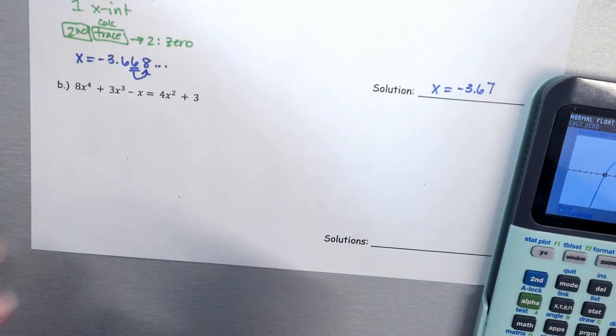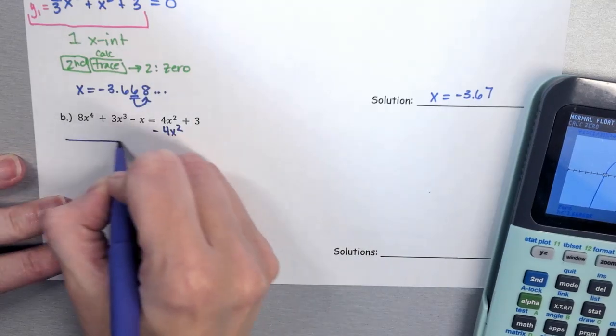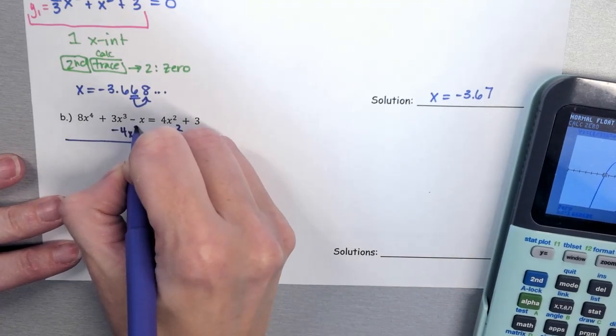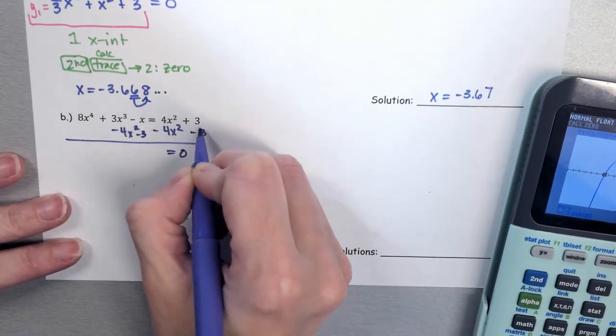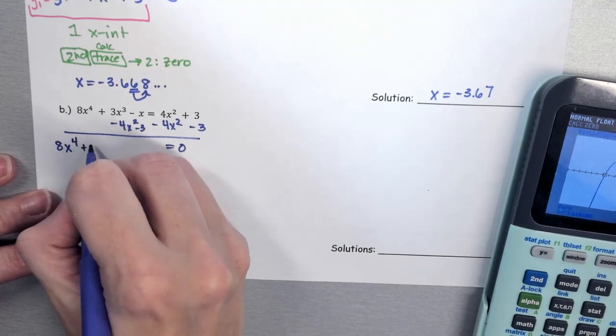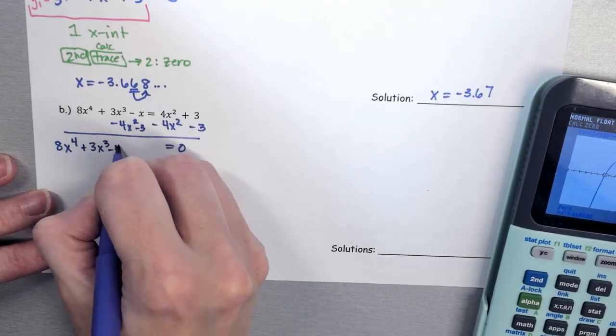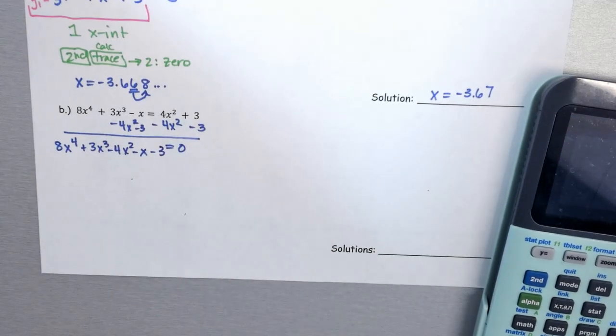And this time when you're moving values over, you don't have any like terms. Make sure that you are moving them over appropriately, okay? So you have 8x to the 4th plus 3x cubed minus 4x squared minus x minus 3.